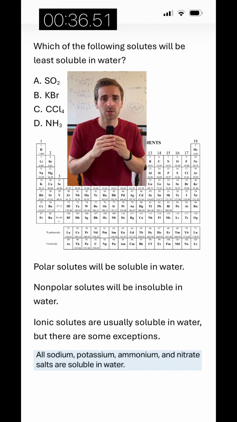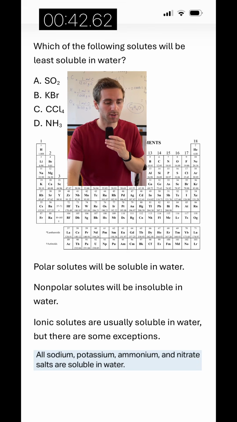Ionic solutes are typically soluble in water. Some are not. Most of the time they are. Here's a solubility rule that you should know. You should memorize for AP Chemistry.